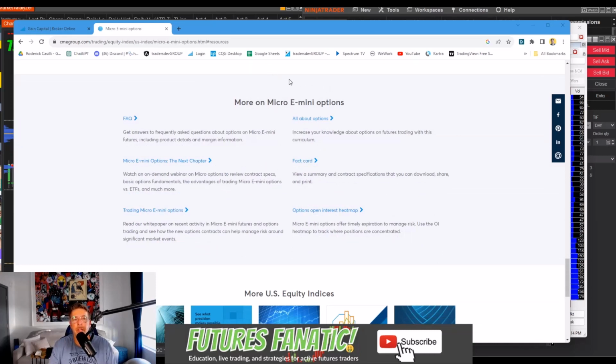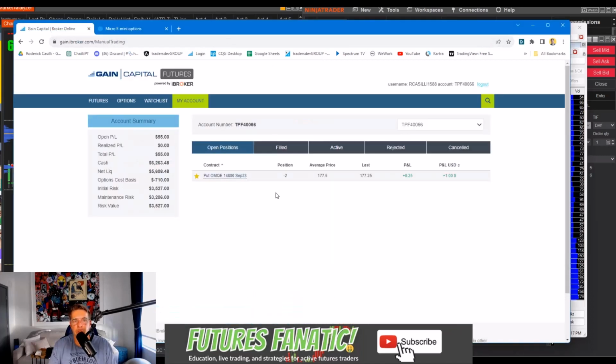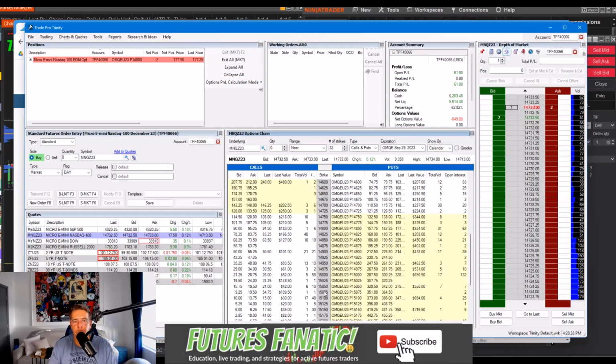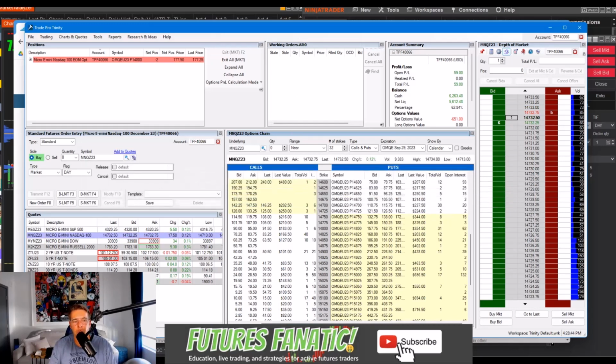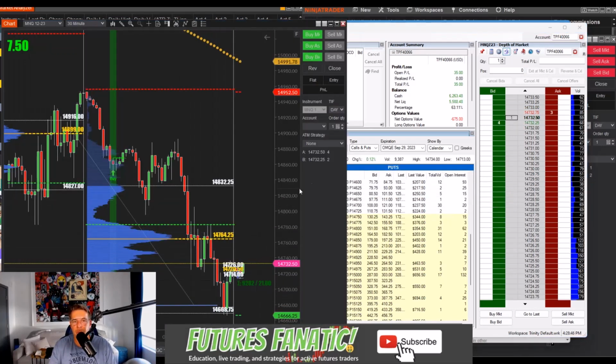All right. Now let's get into the next thing, the contract specifications. I have two platforms open tonight, one on the web and one more of a thick client, but they're actually connected to the same broker. This is Gain Capital or StoneX. This is their web interface, called iBroker or whatever. And then I also have this thick client here, and this is the options chain right here. I am currently short two contracts of the 14,800 puts. Those are currently, at the time of making this video, in the money because the Nasdaq futures are trading at 14,732. So those are 70 points in the money.